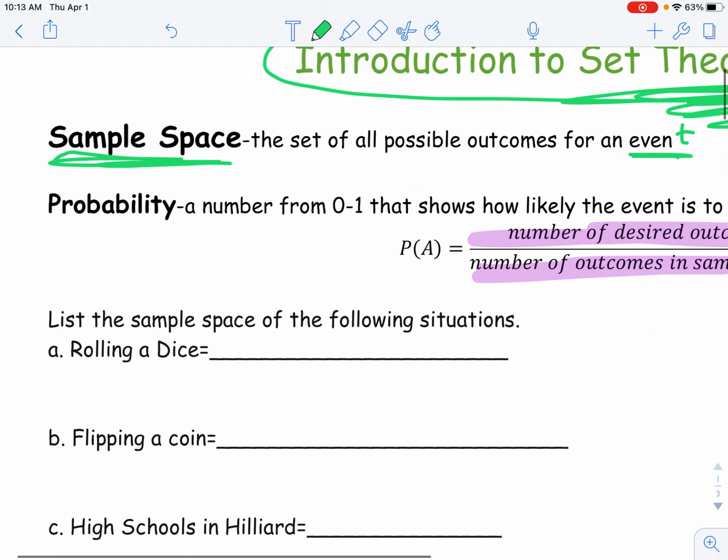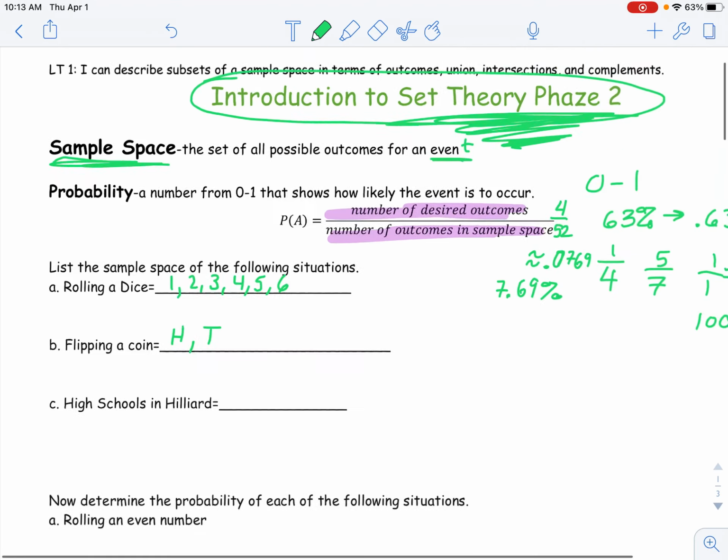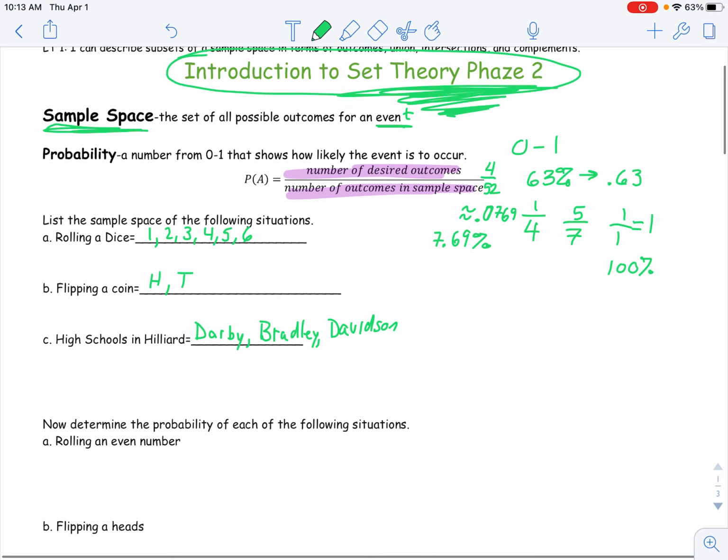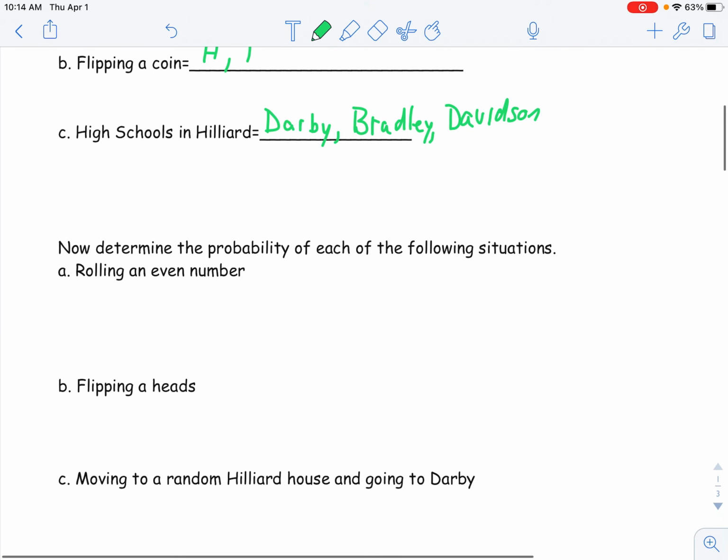All right, all those numbers are between 0 and 1. So rolling a dice, the sample space for that is just literally 1, 2, 3, 4, 5, 6. Flipping a coin, heads and tails. High schools in Hilliard, you got Darby, you got Bradley, and you got Davidson.